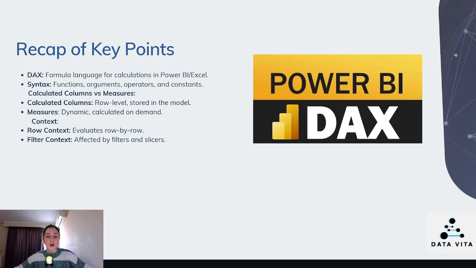Now let's recap what we have covered so far. In the next video, we will be doing practical sessions. DAX is a formula language used in Power BI and Excel for calculation, and it's made up of functions, arguments, operators, and constants that help us perform advanced analysis. We have also learned the key difference between calculated columns and measures. Calculated columns perform row-level calculations and are stored in the data model, while measures are dynamic calculations that are computed on demand depending on the context.